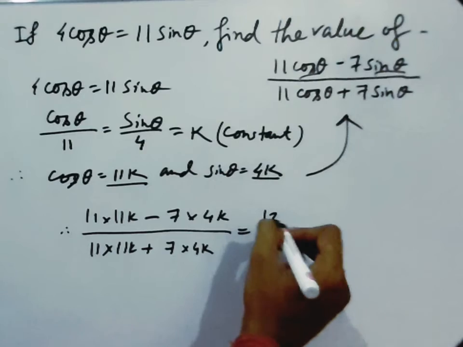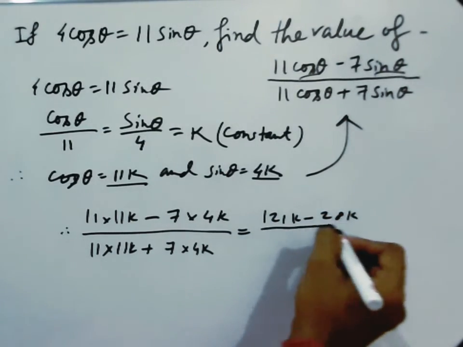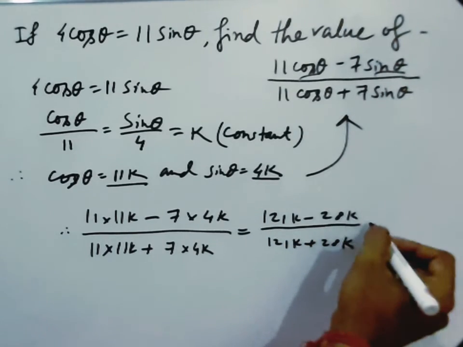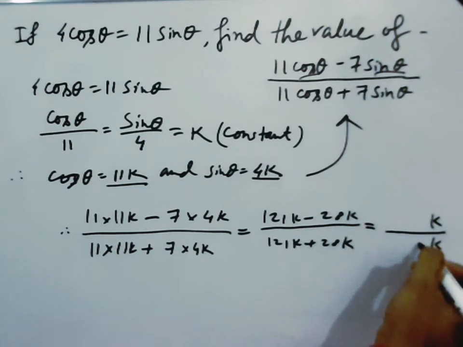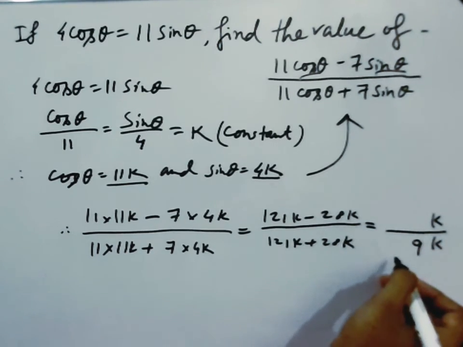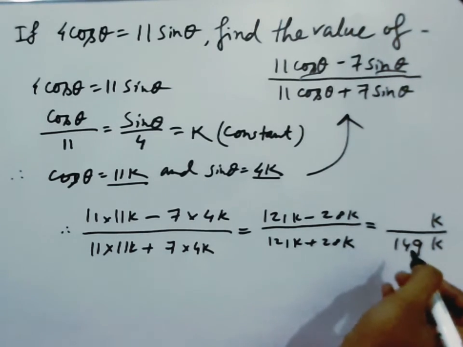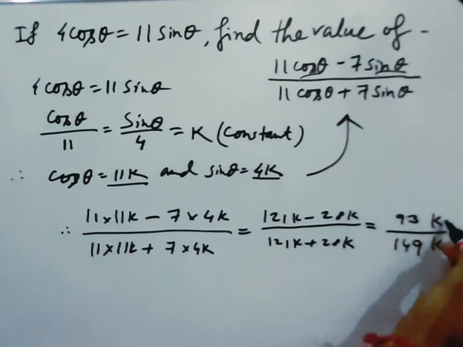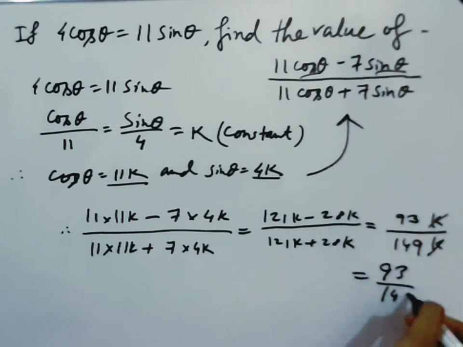So 11 into 11 is 121k minus 28k by 121k plus 28k. So that means that 121 plus 28 equal to 149 and 121 minus 28 equal to 93. So we can cut k by k, therefore 93 by 149. This is the answer.